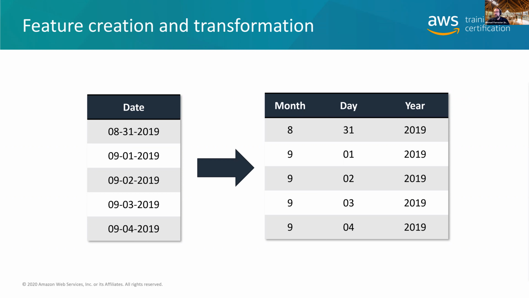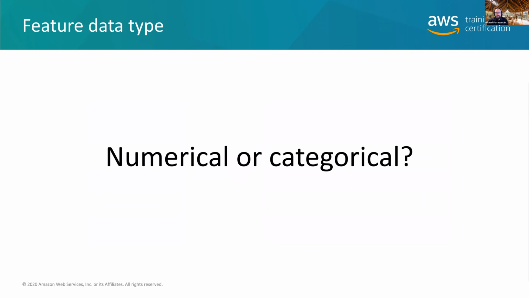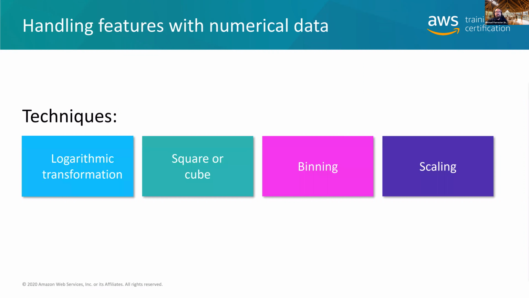Just be aware that adding more features to your data is going to add more dimensionality, right? And sometimes when you add more dimensionality, it's going to be hard for the model to derive a pattern in your data. So just stay aware of that. Now, depending on whether you're dealing with numerical or categorical data, the techniques you use for feature creation and transformation may be different. So let's look at numerical first.